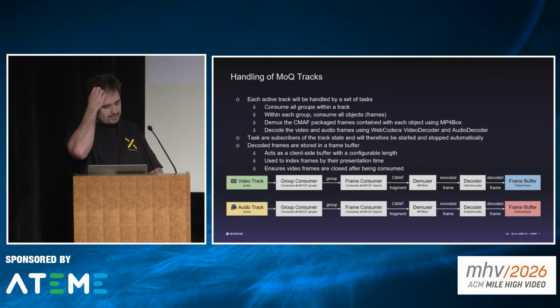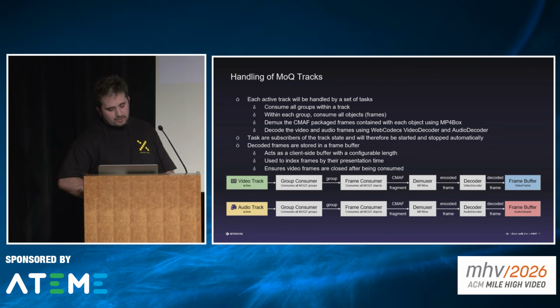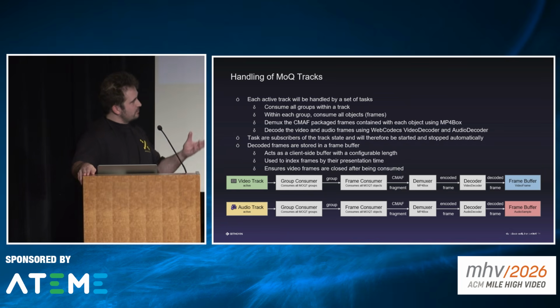All right, for each track that's set to active, the way we're going to process that is through a series of tasks. There's going to be a root task that gets spawned whenever a new track becomes active, and then there are subtasks that are tied to the state of that root task. Those subtasks are going to go in order of consuming all of the groups from a specific track. First we're going to have a consumer task that handles consuming those groups. And then from each of those groups, we'll have a new task that's going to handle consuming all of the objects or the frames from that. We call that a frame consumer task.